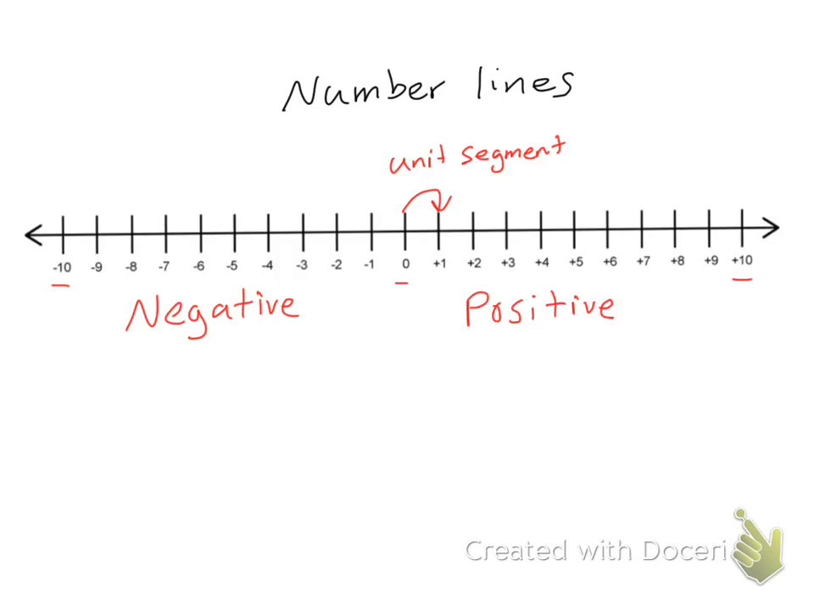Negative numbers have a little dash to show that they are negative. The numbers shown on the number line are called integers. Integers include all the counting numbers, the negatives, 0, and the positives.